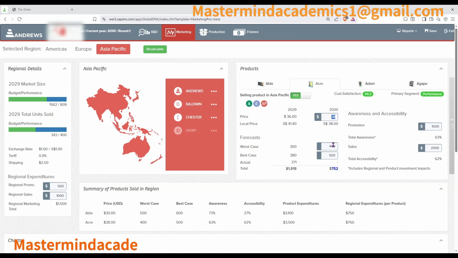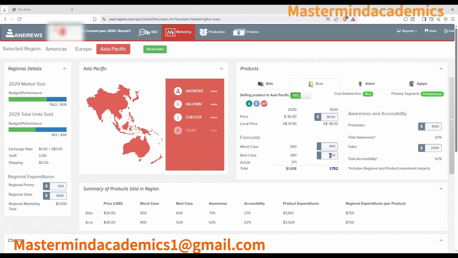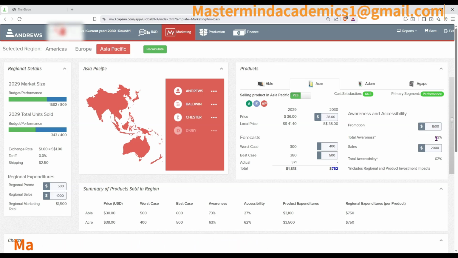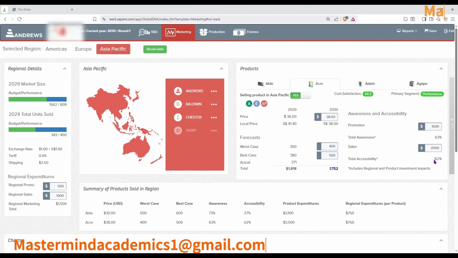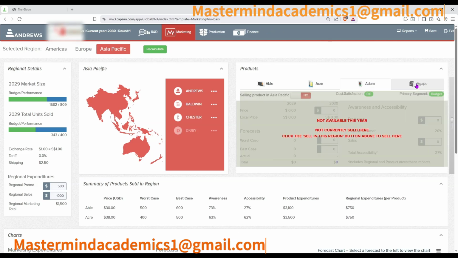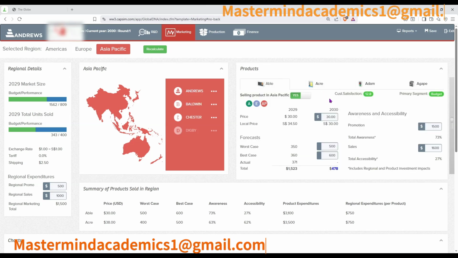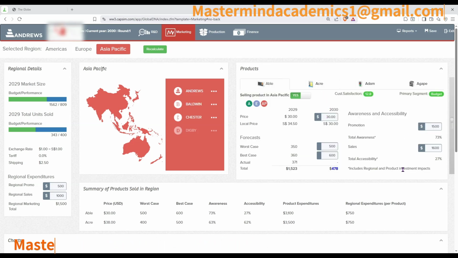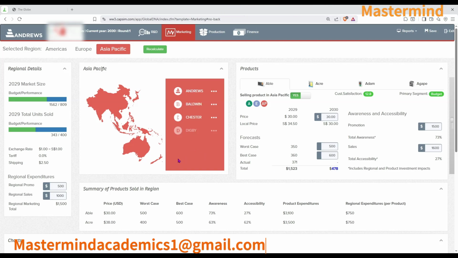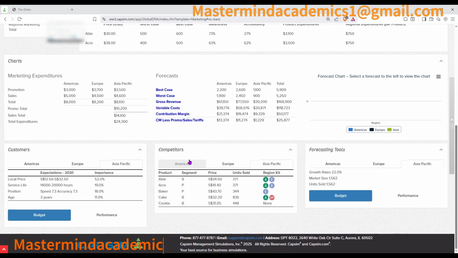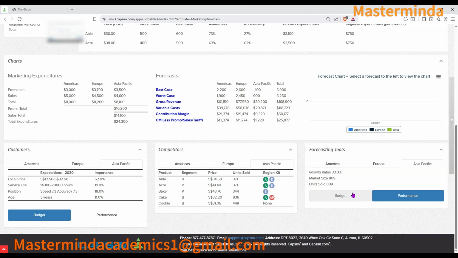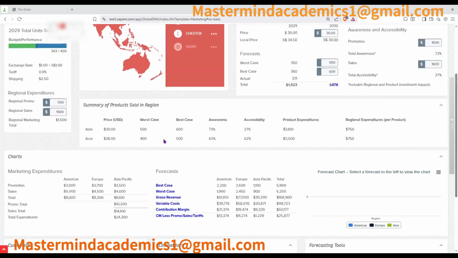Our worst case for the forecast is 400, best case is 500. Promotion 63%, accessibility 62%. Remember, the two other products are still developing, so they won't be able to sell in this round. We shall start selling them in the next round, which is round 2. So that's all about marketing. If you have any questions about marketing, or maybe if it's challenging to you, you can just contact me and I'll be able to sort you out.